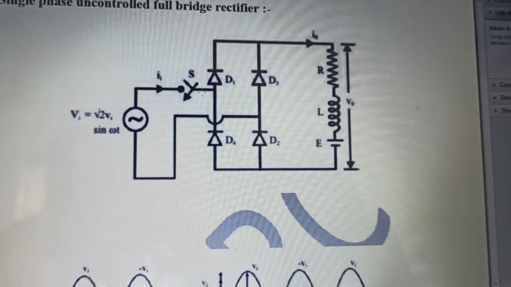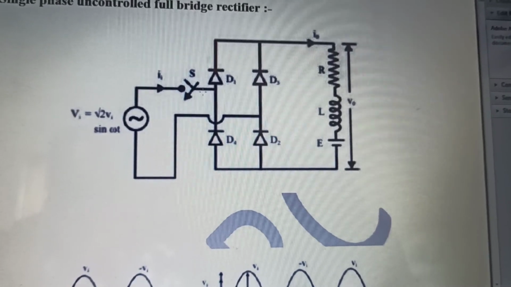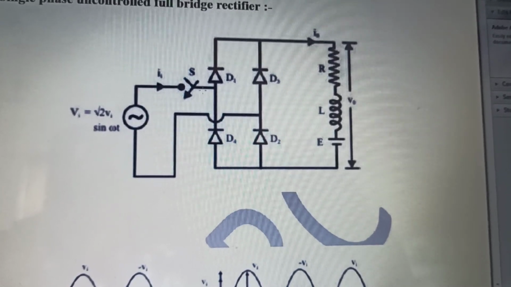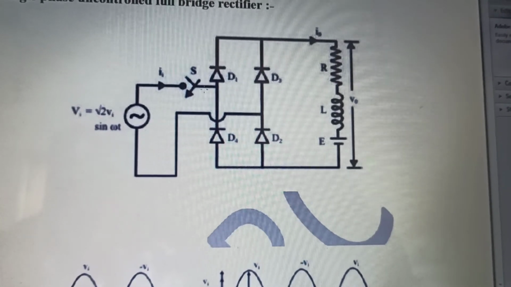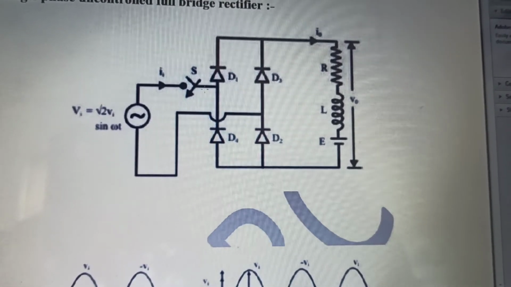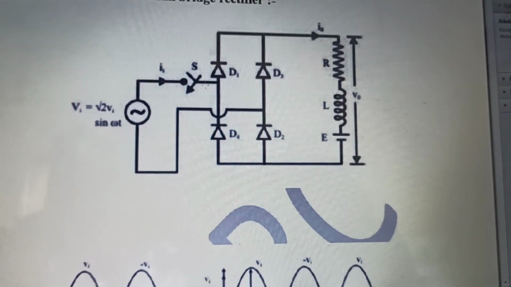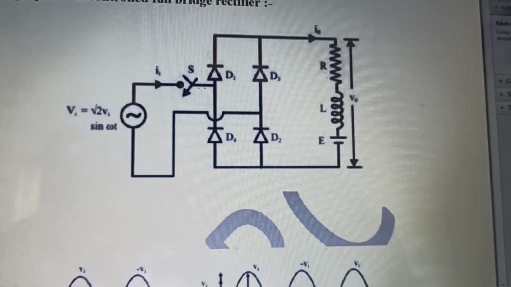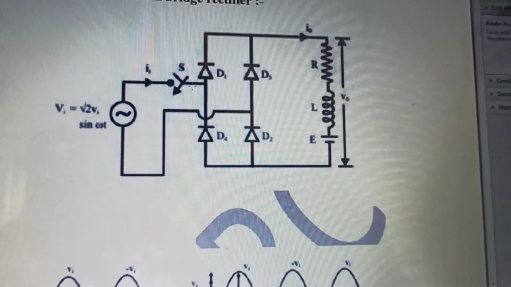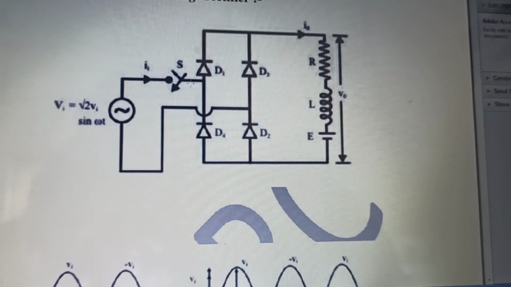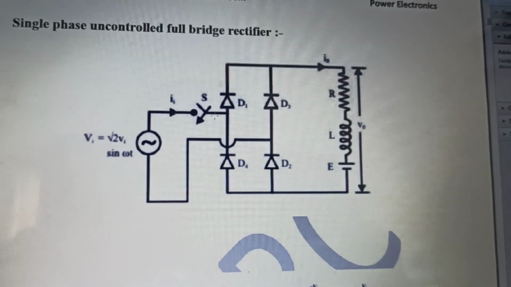And this thing will only happen, even in CCM, if we are talking about how the generating mode operation is achieved, then we have to change alpha. We have to make alpha greater than 90 and we have to invert this E. Then for sure the power will flow back from load to the source. I think till this point the concepts are clear.